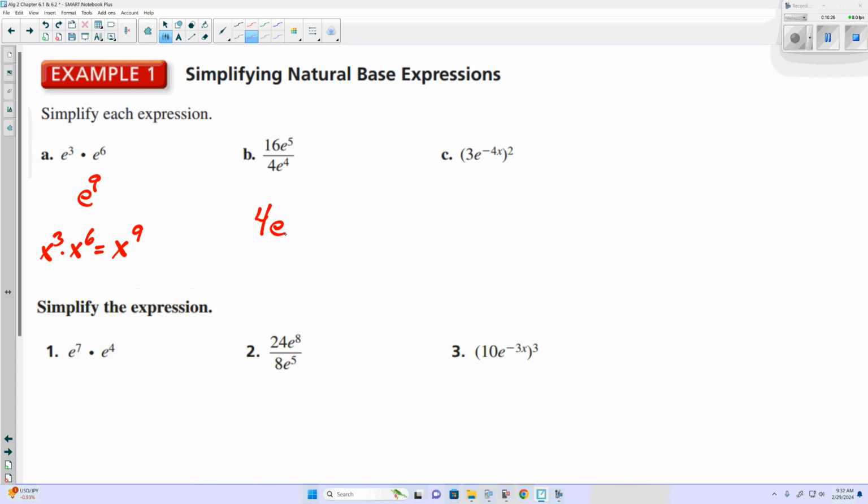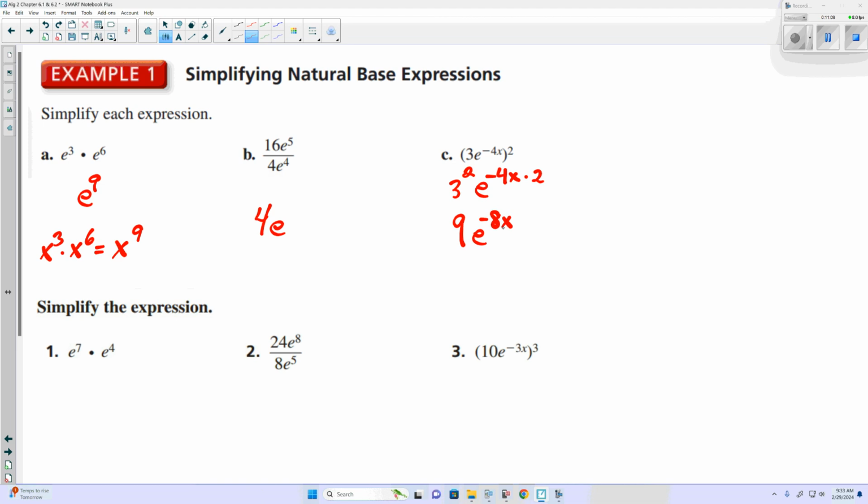3e to the negative 4x squared. So we're squaring both terms. Now, since it's one term, we can apply that power to both. If we had, say, plus in the middle, then we would actually need to distribute property, multiply by itself. One term. So we're saying 3 squared e to the negative 4x times 2. Our powers of powers multiply. Because really we have 3 to the first. 1 times 2 is 2, so we just have 3 squared. Now 3 squared is 9. We have e, negative 4x times 2.